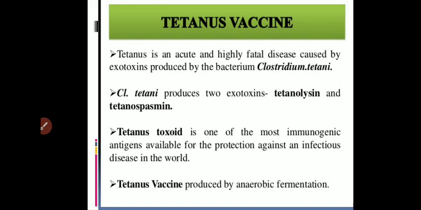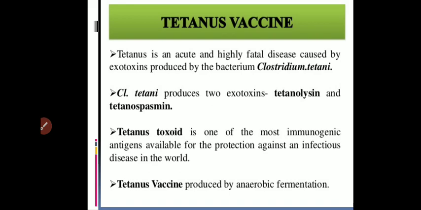Now we have already studied the general introduction about tetanus, and we all know that tetanus is an acute and highly fatal disease caused by Clostridium tetani. Clostridium tetani has the ability to secrete exotoxin, and this exotoxin is responsible for causing tetanus. Basically, Clostridium tetani produces two types of exotoxin: one is tetanolysin and the second is tetanospasmin. Tetanospasmin is responsible for making the muscles rigid.